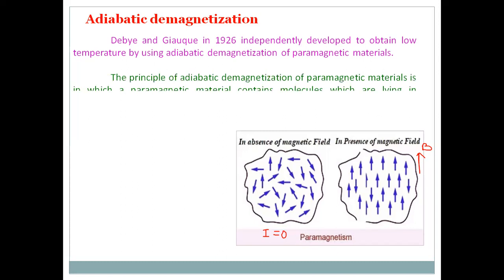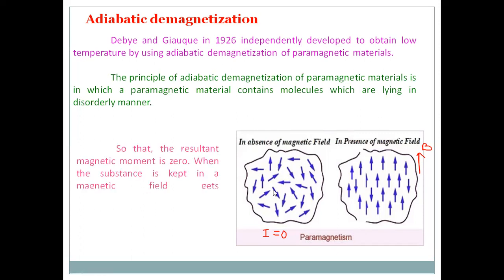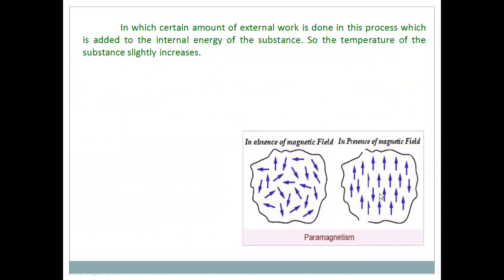You see here, this is the principle of adiabatic demagnetization for paramagnetic materials, in which the paramagnetic material contains molecules lying in a disorderly manner, as shown in figure 1. In this the magnetic moment or intensity of magnetization is 0. When the substance is kept in a magnetic field, it gets magnetized as shown in this second diagram, so it contains some intensity of magnetization. To move these molecules in the direction of the magnetic field, some external work is done, so its temperature slightly increases, as I said.